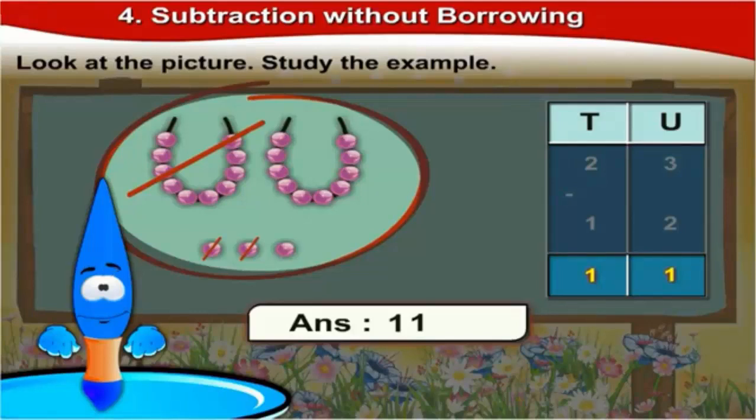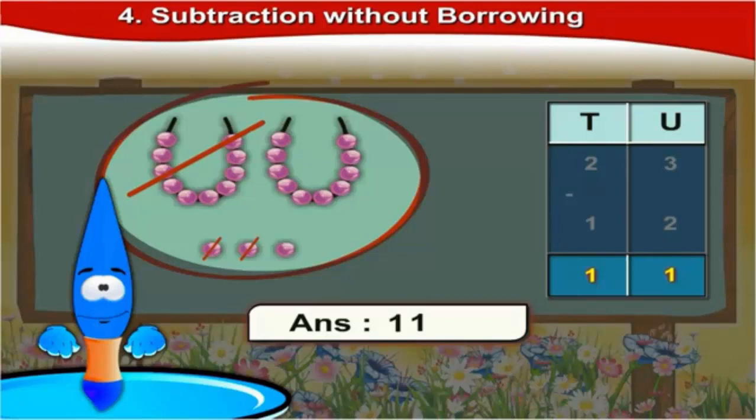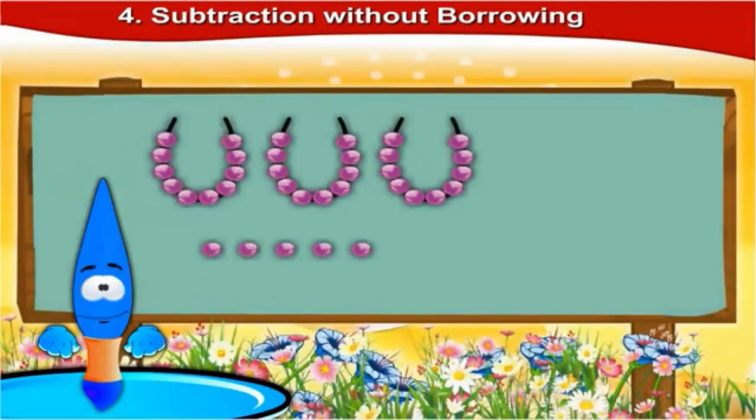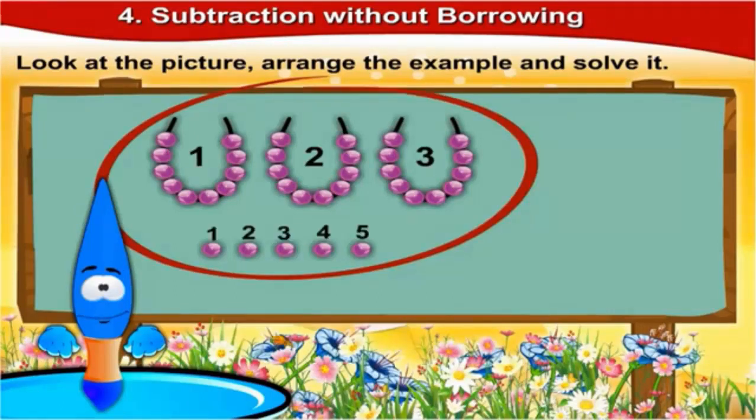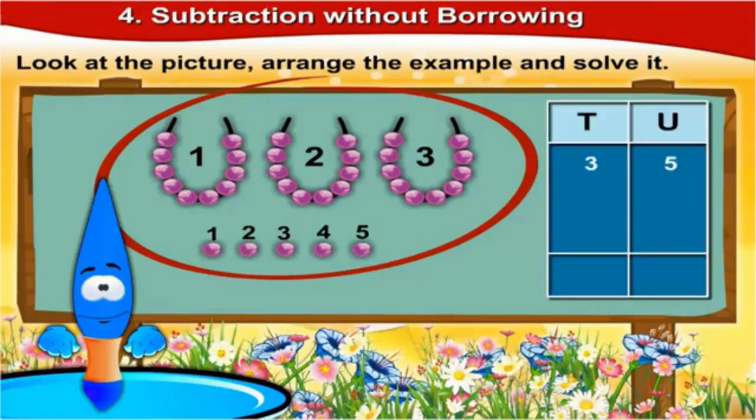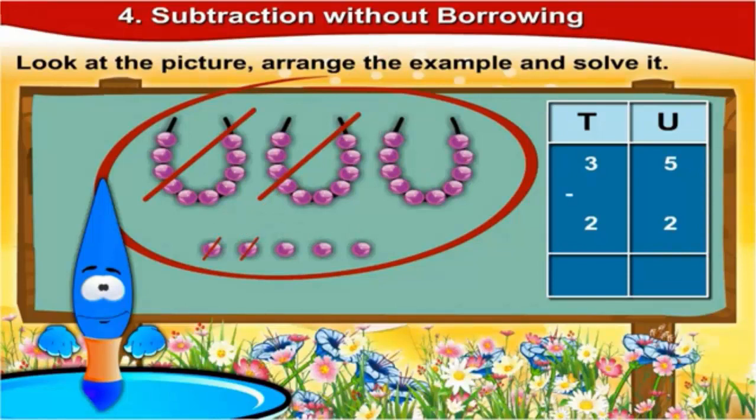Now, in order to make the concept of subtraction even more clearer, let's solve another example. Look at the picture. First tell me how many tens of beads and units of beads are there? Correct. There are 3 tens of beads and 5 units of beads. So we write here 3 tens and 5 units. Out of these, 2 tens of beads and 2 units of beads are removed. So we'll subtract 2 tens and 2 units.